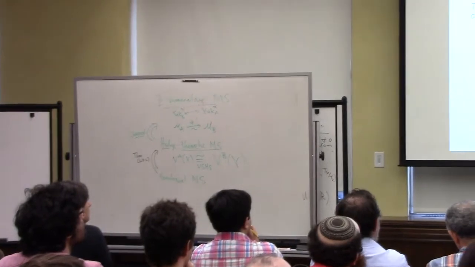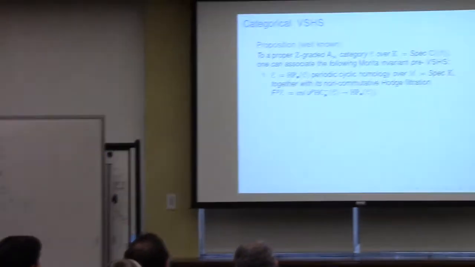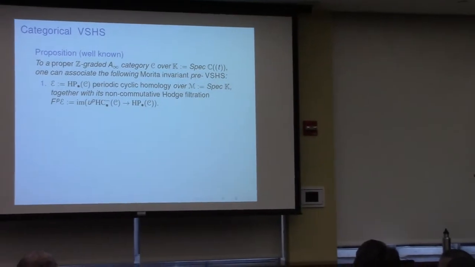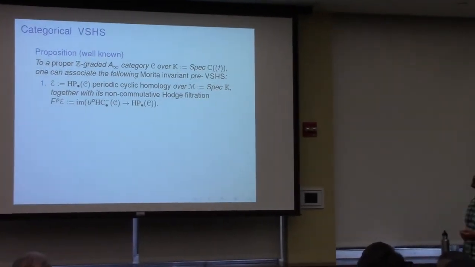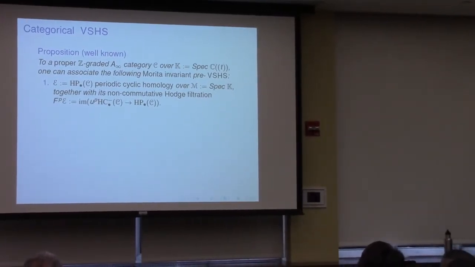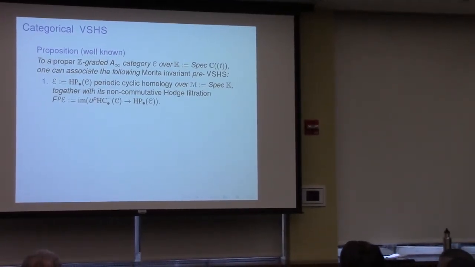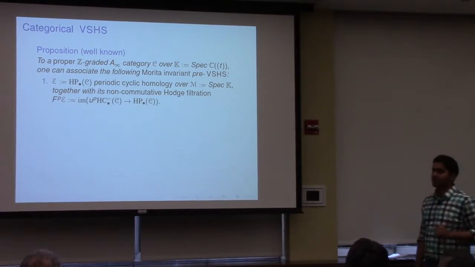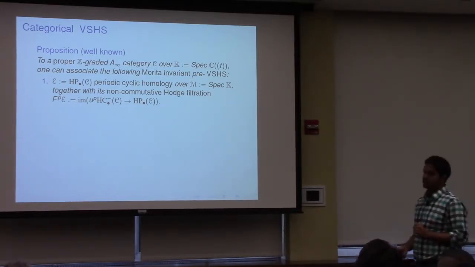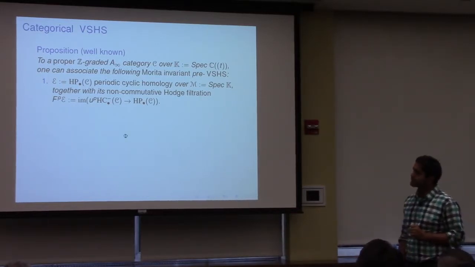The point is, whenever you have an A infinity category, you can naturally associate something. If the A infinity category is over, for instance, a Laurent series field, you can associate a natural variation of semi-infinite Hodge structures. Actually, a priori, it's only a pre-variation. So how do you do this? What's the sheaf you assign over the formal disk? It's the periodic cyclic homology together with its non-commutative Hodge filtration.